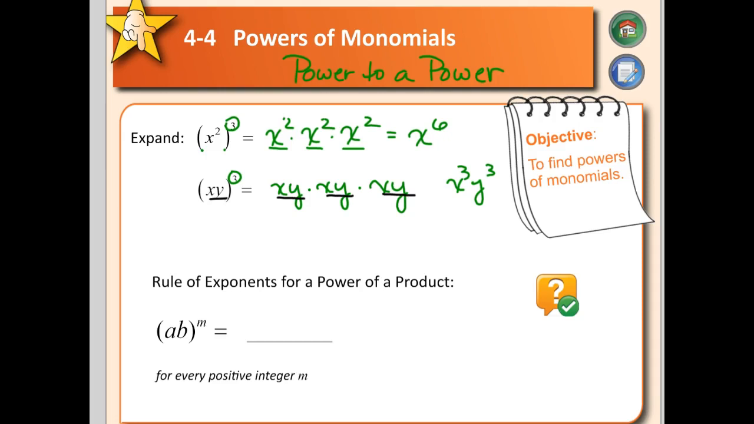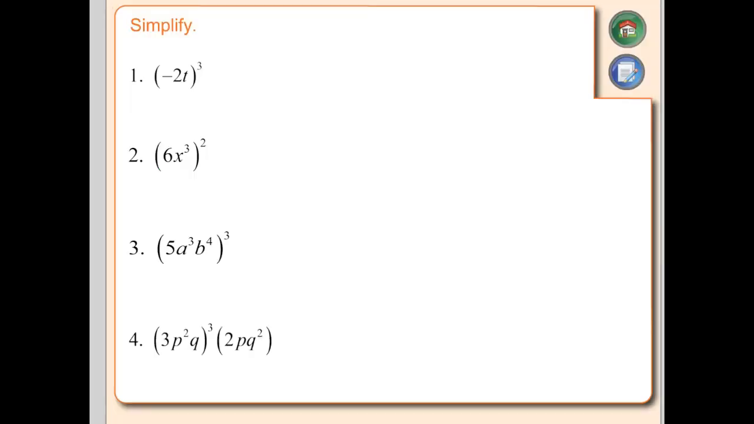So let's see, what could be our rule? What could be our expanded rule for powers of products? Well, if you notice, we're going to take the exponent on the outside and multiply it by everybody on the inside. So it's a to the m, b to the m. So if we've got a power raised to a power, we're going to see that we can multiply exponents. All right, let's practice a few while we've got a few minutes here.